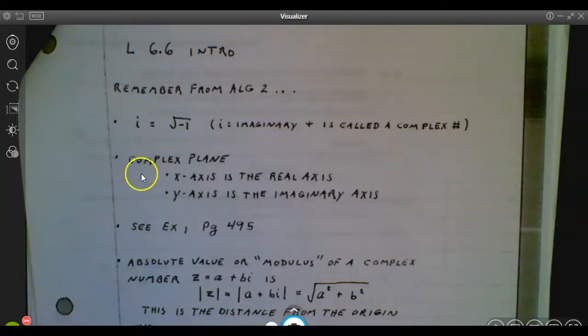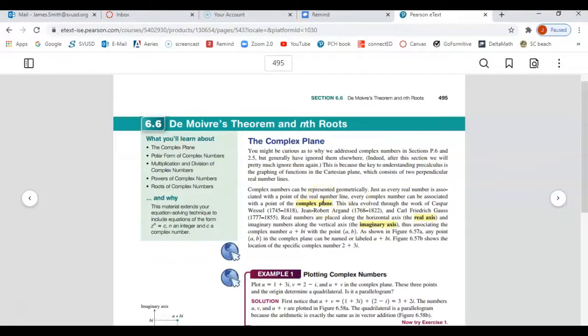Within the complex plane, your x-axis is the real axis. So as we go to the left or the right, we're talking about a real number. And if you're going up or down, we are talking about the imaginary value. Let me show you a quick example of that from your textbook. Again, this is something you would have done in Algebra 2.